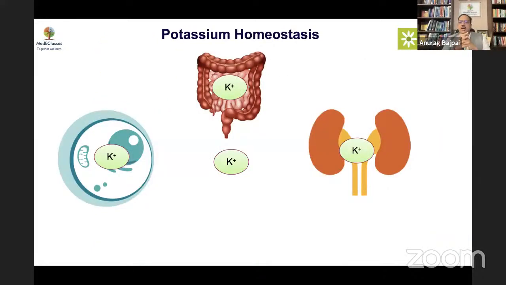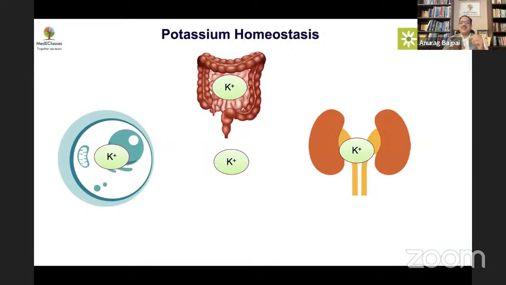So starting with potassium homeostasis, we need to understand that there are 3 major components which regulate the potassium status. One, of course, is the intestinal absorption and the renal excretion. But the third major factor is also the intracellular component.